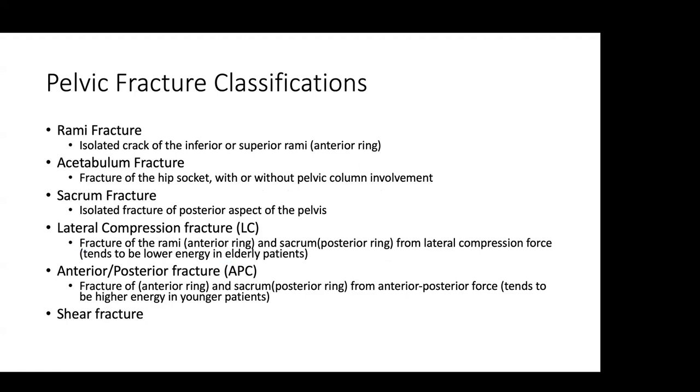So the pelvis can fracture in a number of areas. There can be a rami fracture, which is basically those little rings that you see on the bottom of the pelvis, the two obturator foramen. The rings around those are your rami. Okay. And that's kind of where the ischium and the ilium meet. So you can have an isolated crack of that.